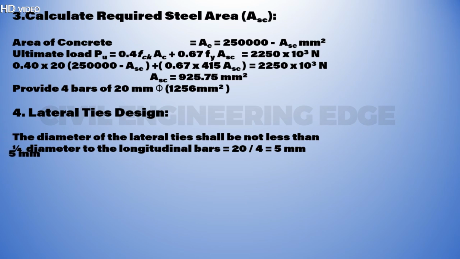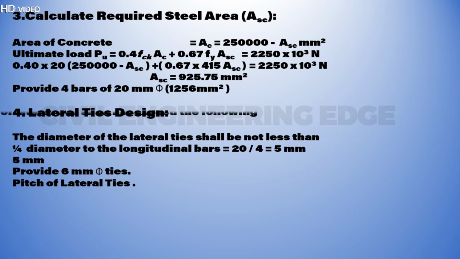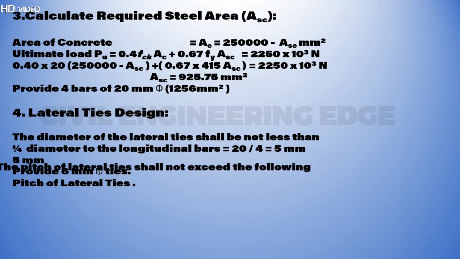Section 3. Design of the foundation. Load on the column equals 1,500 kilonewton. Approximate weight of the footing at 10% of column load equals 150 kilonewton. Total load equals 1,650 kilonewton.